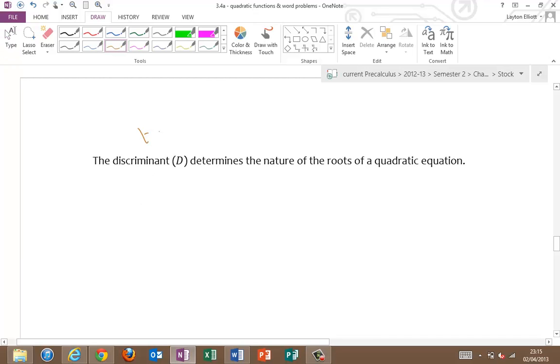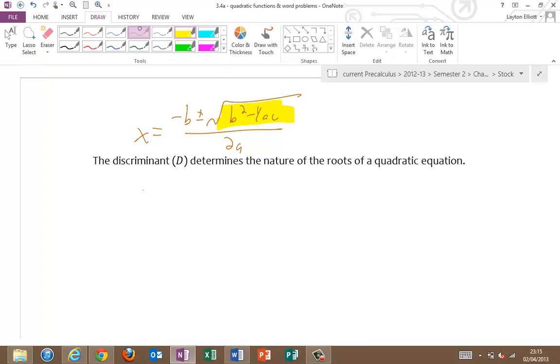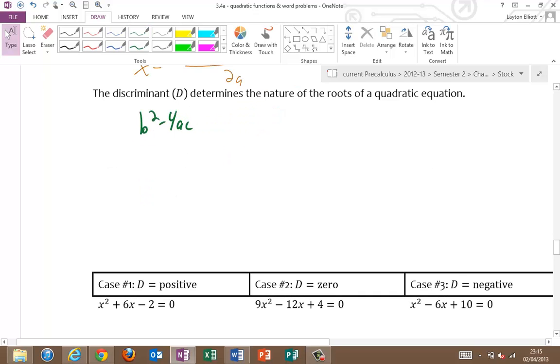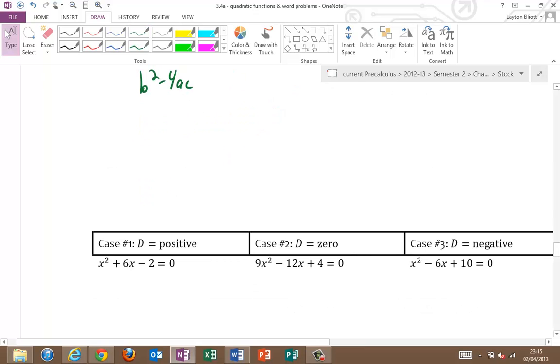In the quadratic formula, x is equal to the opposite of b plus or minus the square root of b squared minus 4ac, all over 2a. This thing here is called the discriminant. The discriminant is b squared minus 4ac, because that's going to determine the nature of the roots. It lets us know kind of what the parabola is going to look like.